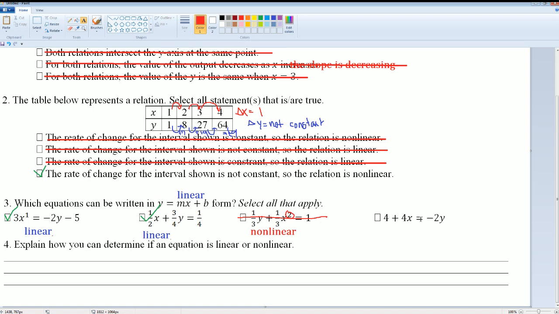4 plus 4x equals negative 2y. Yeah, that works. That is a linear one. The exponent here is 1, and there's only an x and a y. So this one is linear, so this one can work.